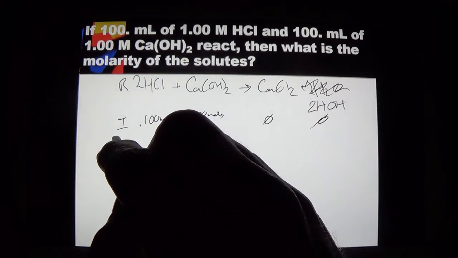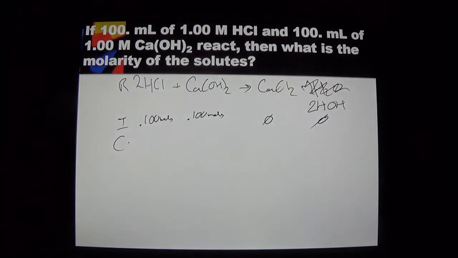Okay. And change. Okay, so I have a one-way arrow. I'm going to use up my reactants. With a 2-to-1 ratio, what am I going to use up first?